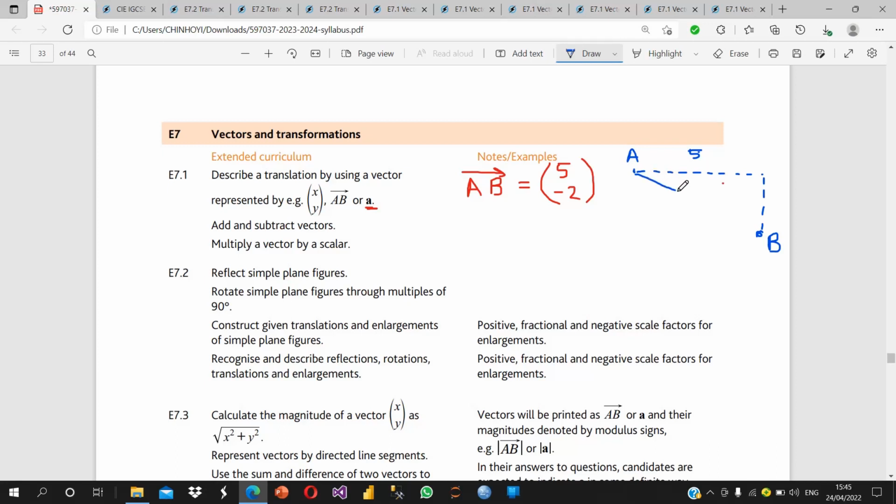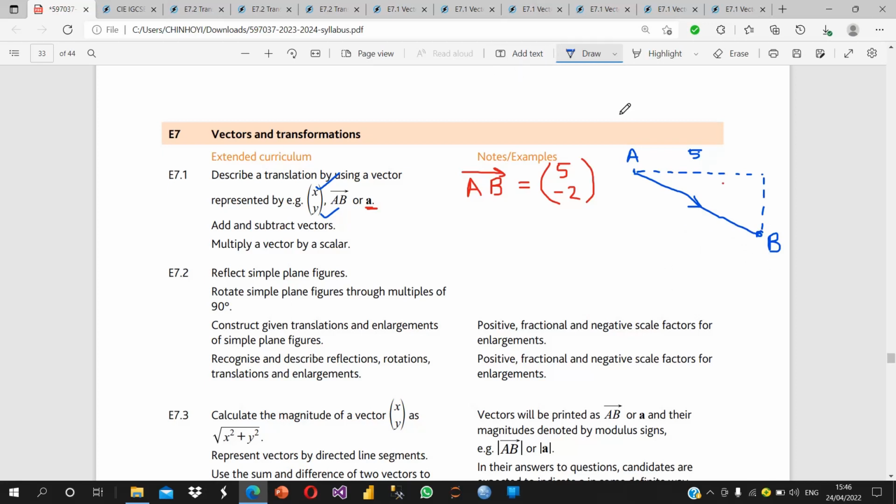So we are saying from A to B, if a vector is 5 and minus 2, we are moving 5 units to the right, to the positive direction, the x-axis direction, because the first value that you write is for the x, then the second value you write is for the y. So if you are given vector AB, we are going to move 5 units to the right, then minus 2 units to the what? Downwards for the y-axis.